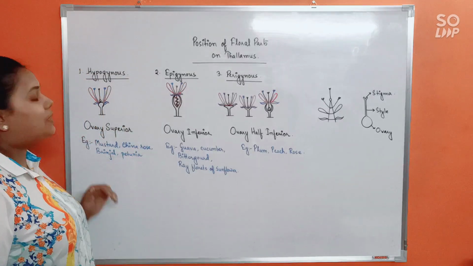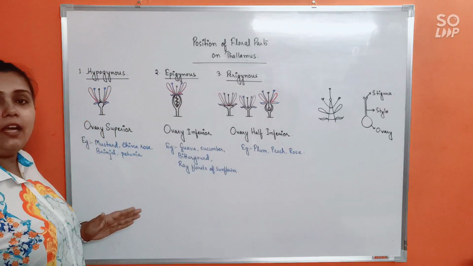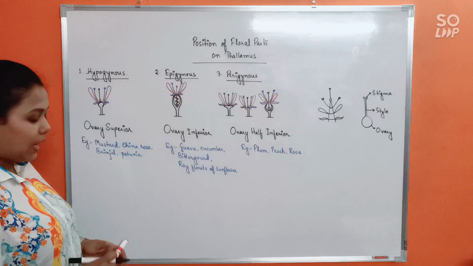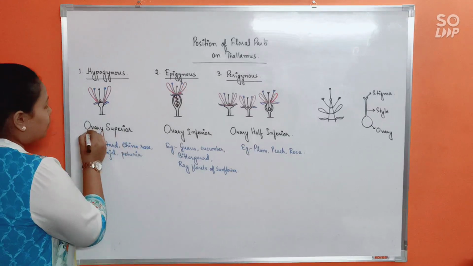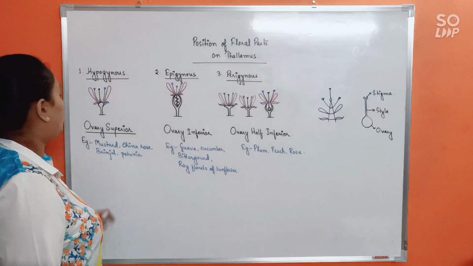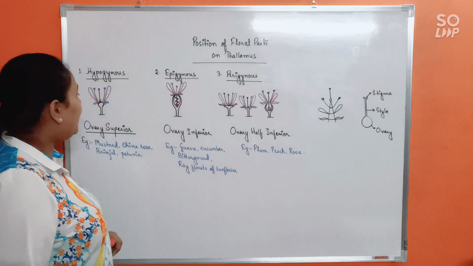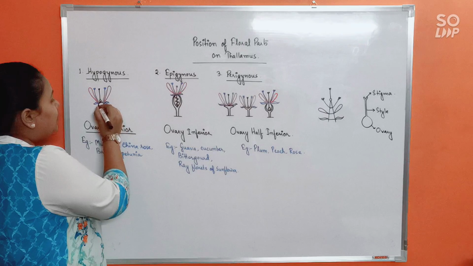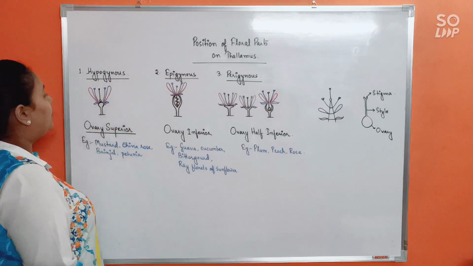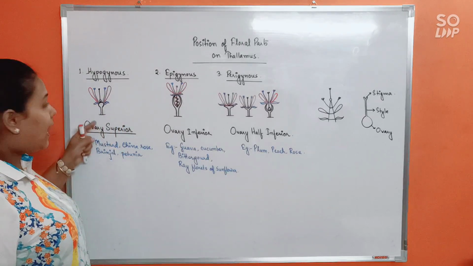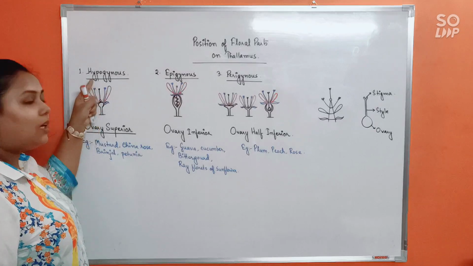See, we are starting with the first type of flower, that is hypogynous. Hypogynous condition is also called ovary superior condition. Okay, why? See, this is the thalamus. In the diagram, if you can see properly, this is the thalamus, and at the center remains the carpel.